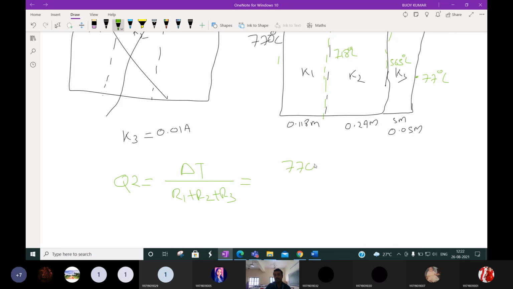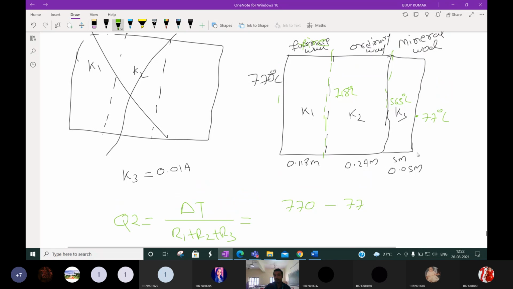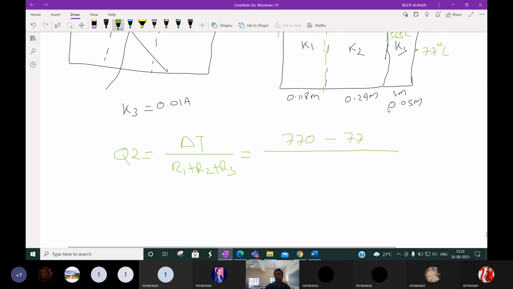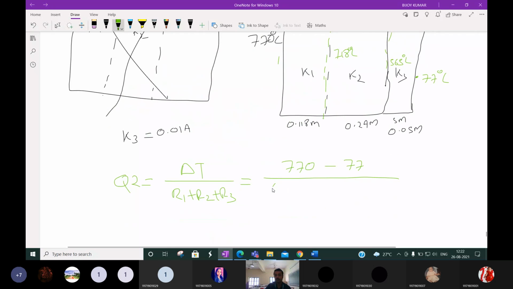Okay. So how to calculate? It will be 770 minus 77, the temperature difference, by R1 plus R2 plus R3. R1 is x1 by k1 into A, which is 0.118 by k1 into 1, plus x2 by k2 into 1, which is 0.24 by k2 into 1, plus x3 by k3, which is 0.05 by k3. K3 value is given, 0.014 into 1. Okay, so you can find the k2 value.